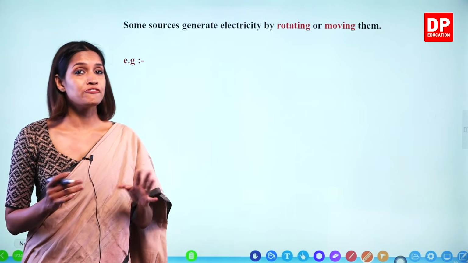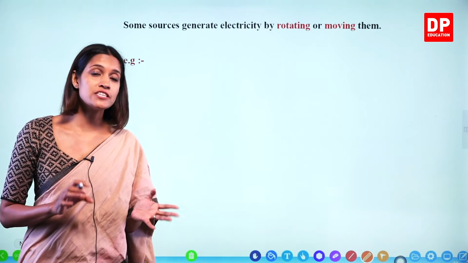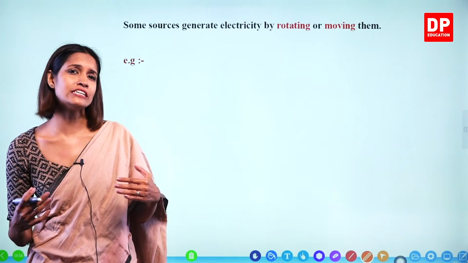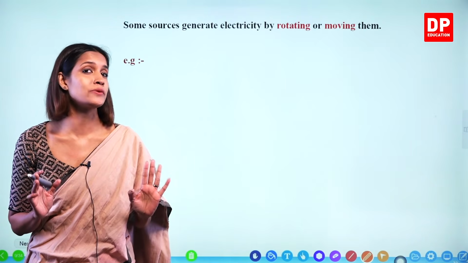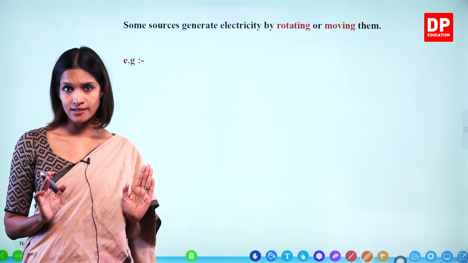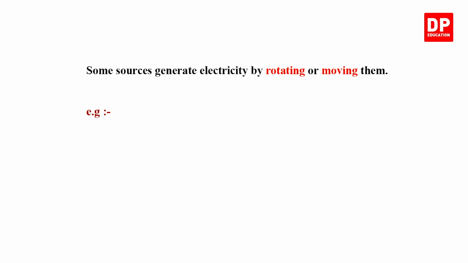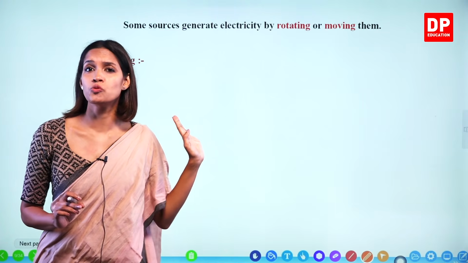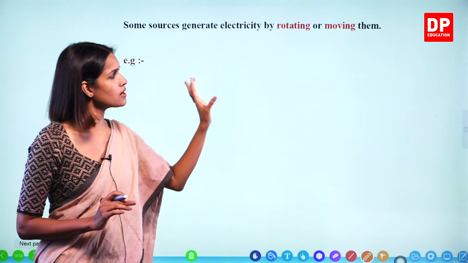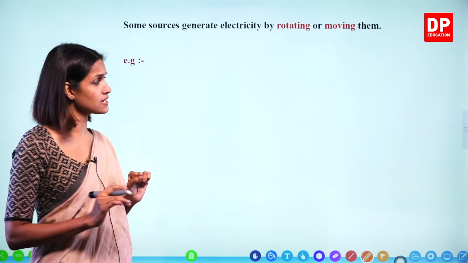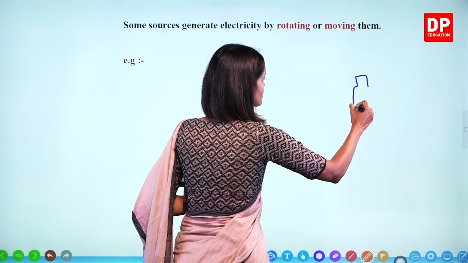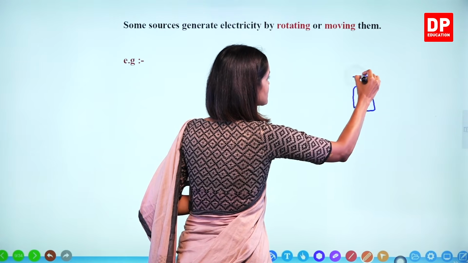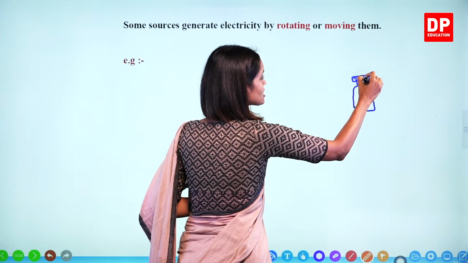So we discussed there are different types of things or sources that generate electricity, and they generate electricity in different ways. Now we discussed chemical cells. Using chemical reactions, they generate electricity. And some sources generate electricity by rotating or moving. What generates electricity by rotating or moving, children? Have you seen how a small dynamo is fixed to the bicycle? You all have seen this dynamo, a bottle-like structure. It is fixed to the bicycle with this lid-like structure.